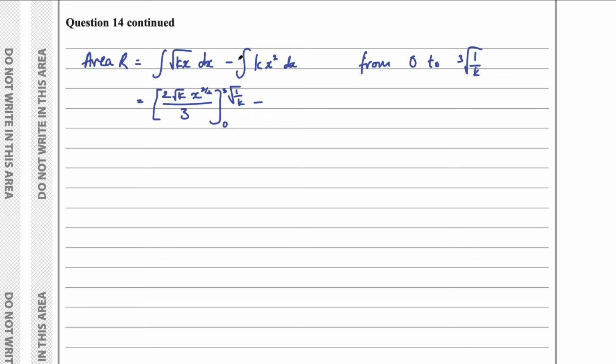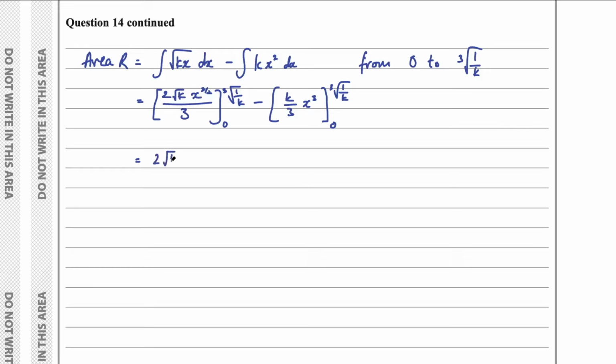And then we need to subtract this integral here. The integral of kx squared is a little bit easier. We add 1 to 2, that's 3, divide by 3, and we get k on 3 times x cubed, from 0 to the cube root of 1 on k. Then let's do the substitution. If we substitute 0 into either of these, the whole term becomes 0. So all we really need to worry about is substituting the cube root of 1 on k into these expressions.